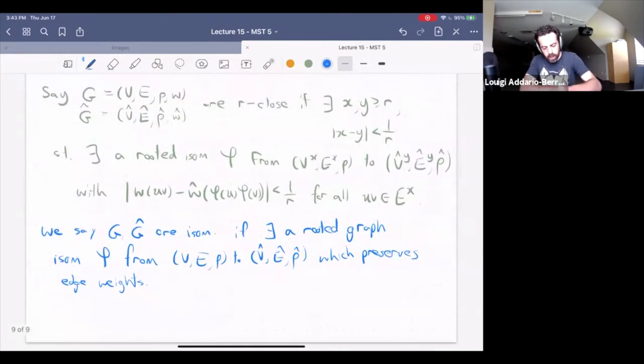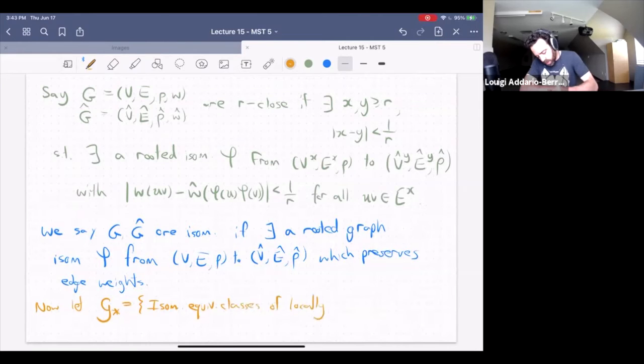Okay, so now, just like we did for unweighted graphs, the class that we study will be isomorphism equivalence classes, so I'll call it G star. This is a set of isomorphism equivalence classes of locally finite weighted rooted graphs.